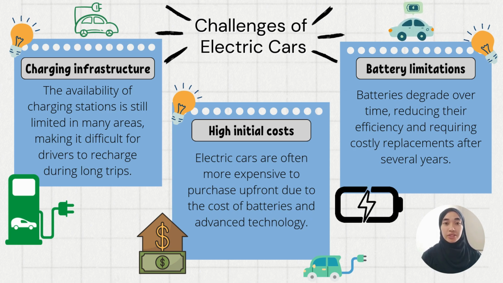For the third challenge is battery limitations. Over time, the batteries in electric cars degrade, reducing their capacity and performance. Most batteries need to be replaced after 8 to 10 years, which can be a costly process. Additionally, the production of these batteries raises environmental and ethical concerns, such as the mining of raw materials like lithium and cobalt, which can have significant environmental impacts and human rights issues.